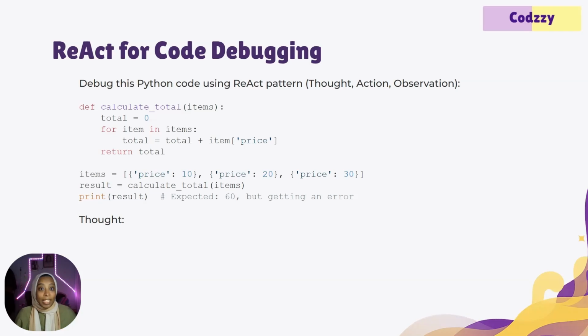With ReAct, the AI can think about what might be wrong, test different hypotheses, observe the results, and iterate. This structured approach makes it easier to follow the AI's reasoning and understand how it arrived at the solution. The thought-action-observation pattern creates a clear audit trail.